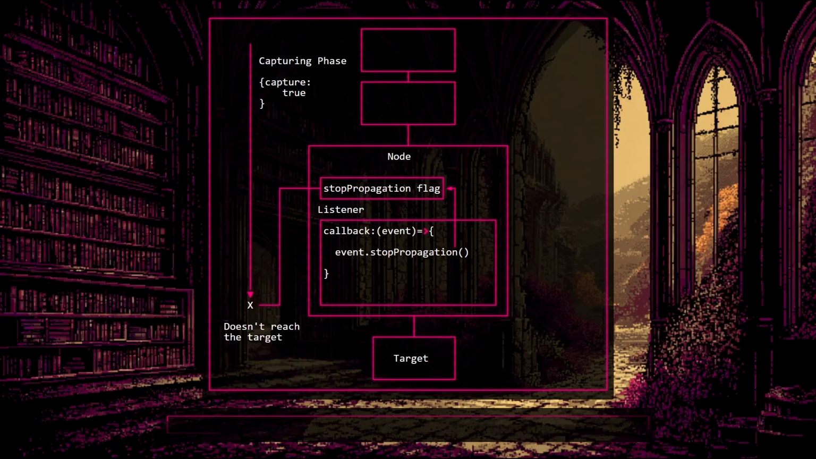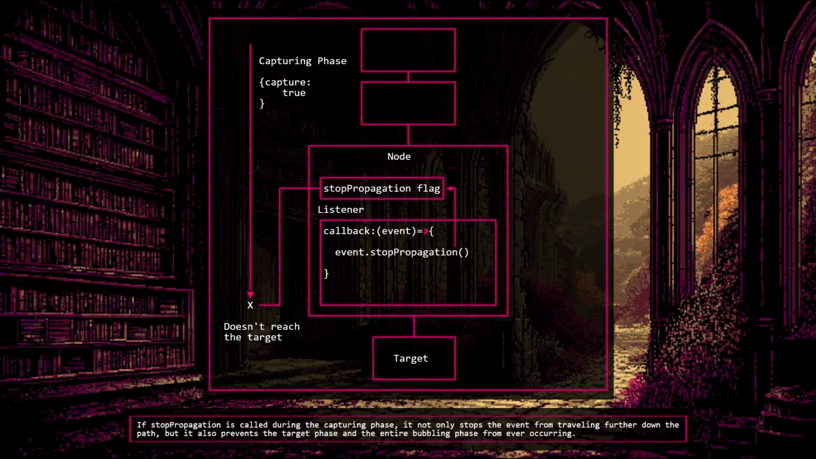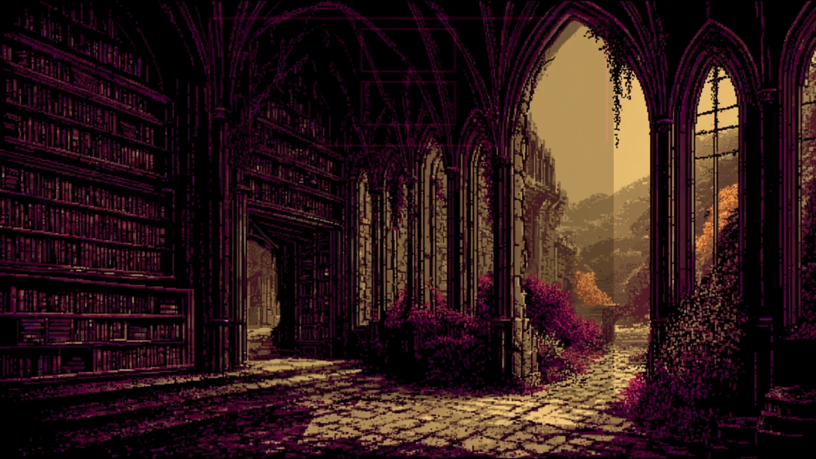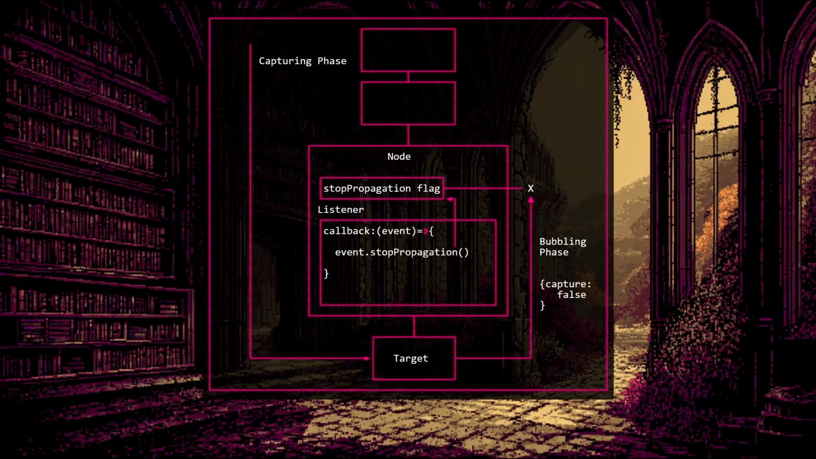It is a common misconception that stopPropagation only affects the bubbling phase. This is incorrect. If stopPropagation is called during the capturing phase, it not only stops the event from traveling further down the path, but it also prevents the target phase and the entire bubbling phase from ever occurring. If stopPropagation is called during the bubbling phase, it simply stops the event from bubbling up to the next ancestor.